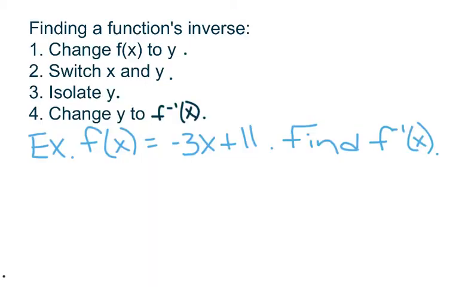Okay, so let's do this one's the easiest part. I like this one. We're just going to find an inverse using only the equation, only the function. So there's 4 steps. We're going to change f of x to y. So that's number 1. So where I see f of x, I'm going to change it to y. Check mark, done.